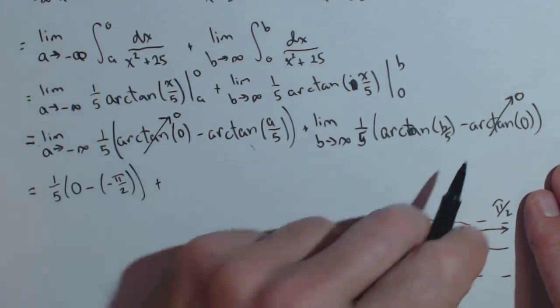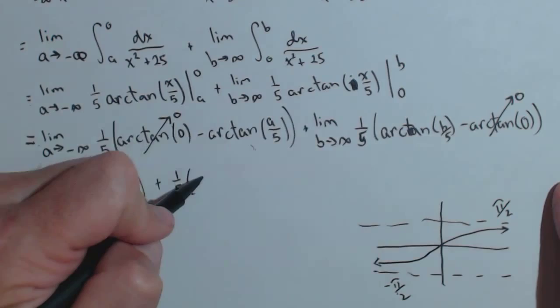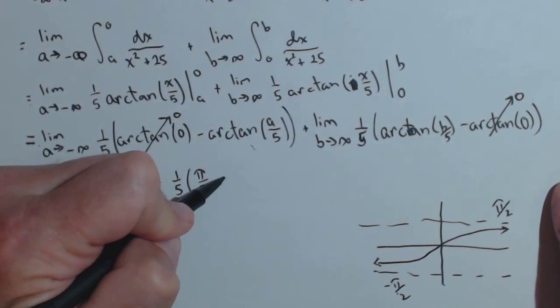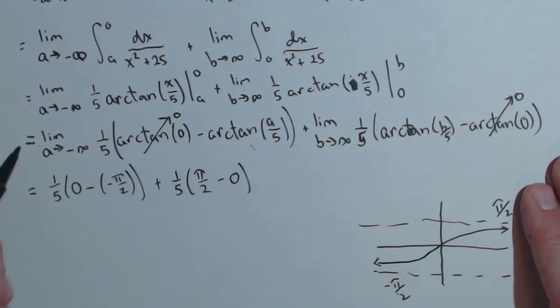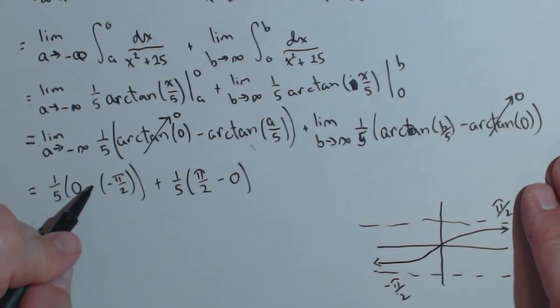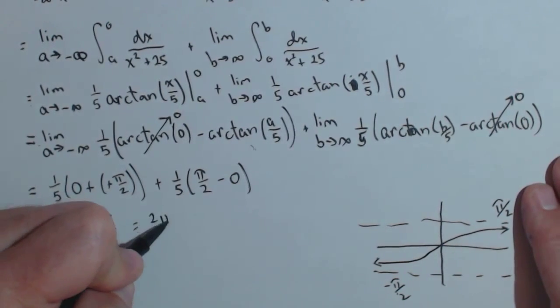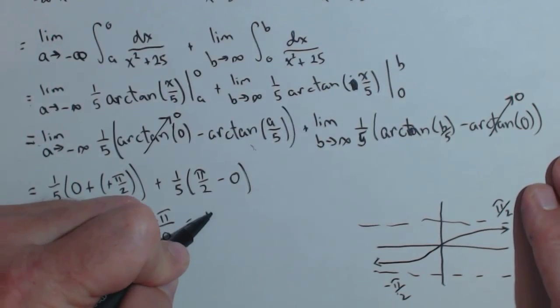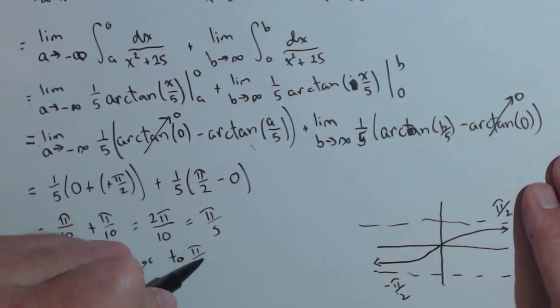It's going to be very similar as we go to positive infinity. With 1/5, it's going to go to pi over 2 minus 0. And this is going to end up giving us our final answer. What we're going to end up with, negative times negative is a positive. So we get pi over 10 plus pi over 10, which is 2 pi over 10 or pi over 5. So this guy converges to pi over 5.